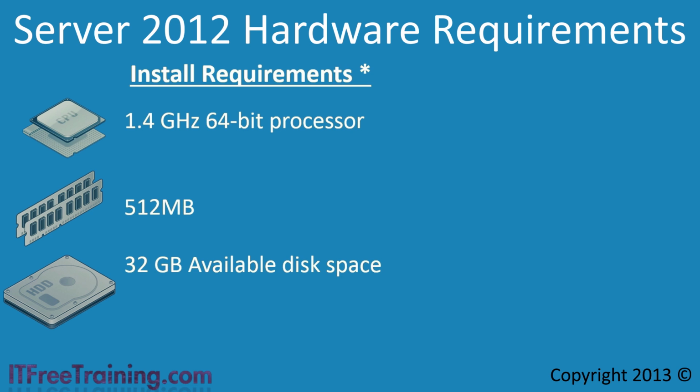You require a 1.4 GHz 64-bit processor, 512 megabytes of RAM, and 32 gigabytes of available hard disk space. These requirements are very low and are enough to install Windows Server 2012 and not much else. It should be pointed out that Microsoft refers to these requirements as install requirements rather than minimum requirements, as they did in previous operating systems, and these are effectively what they are.